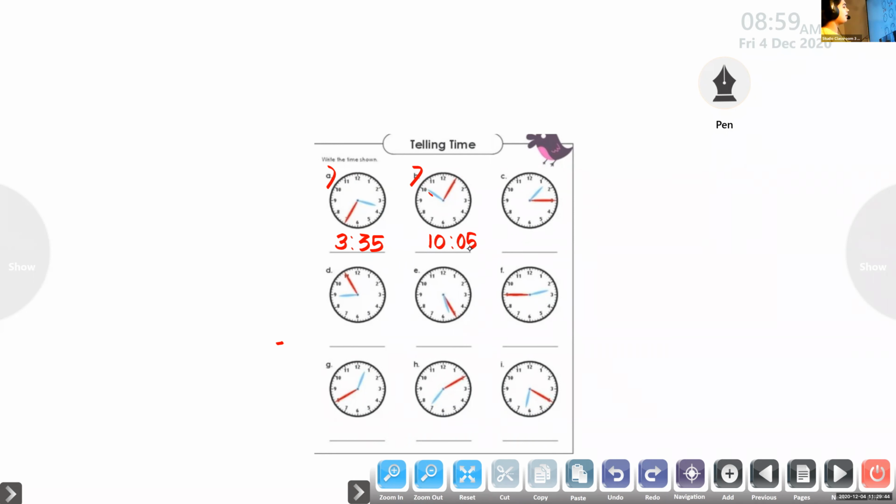Okay. Now, next question to Deva. Please unmute. C. The hour hand's position is between 1 and 2. So how many hours? 1. And the minute hand's position is on 3. So what is the time? 1:15. Okay. Thank you.